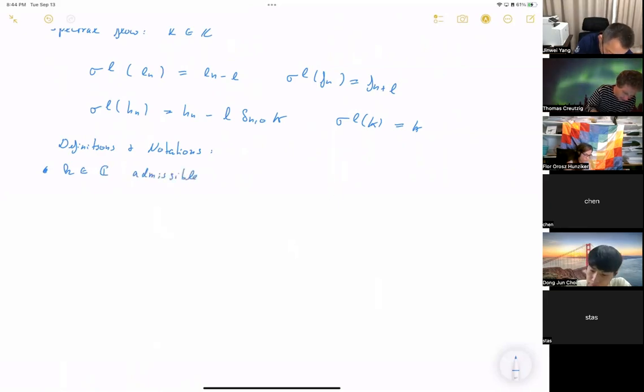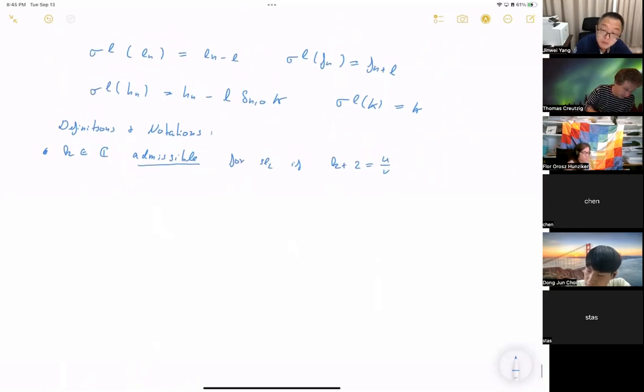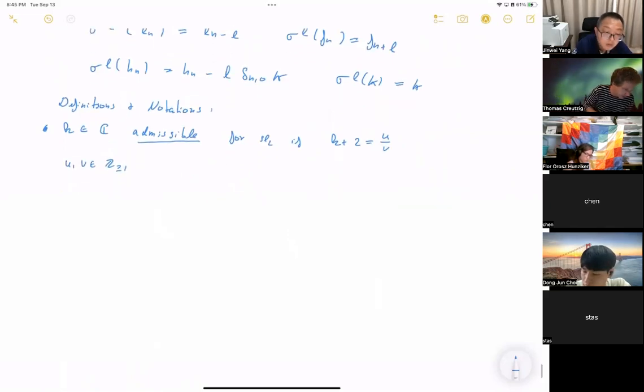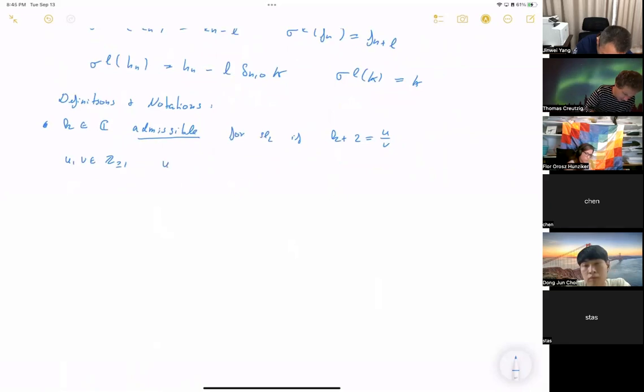I defined this in general for G yesterday, and for SL2, what does it mean? The level is admissible for SL2 if, shifted by the dual Coxeter number, it is a positive rational number u over v, where the numerator is greater or equal to the dual Coxeter number of SL2. And of course, u and v are coprime here.